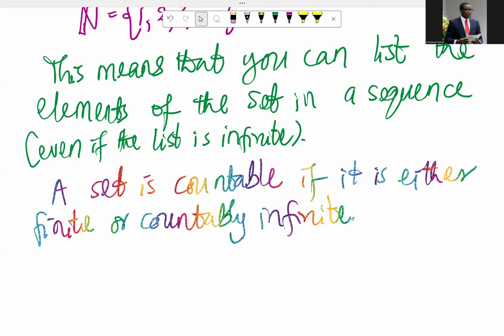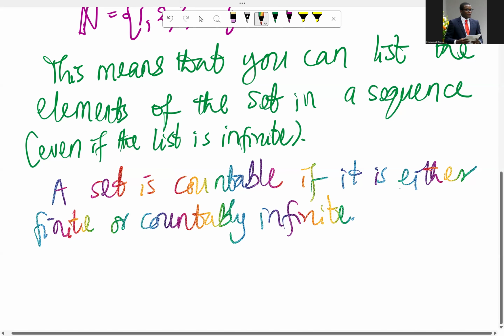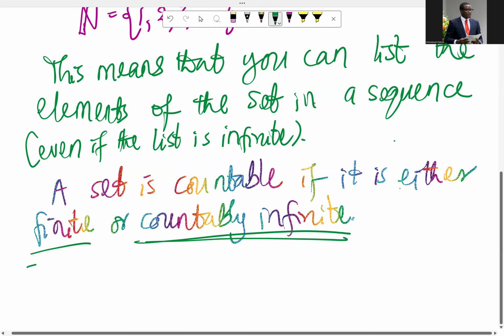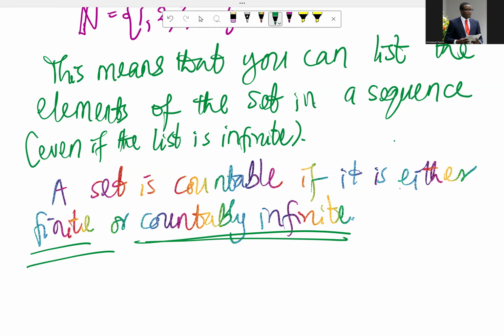So a set is countable if it is either finite or countably infinite. Even if you cannot list all the elements, at least you can list the elements out one after the other. So let's go for examples.